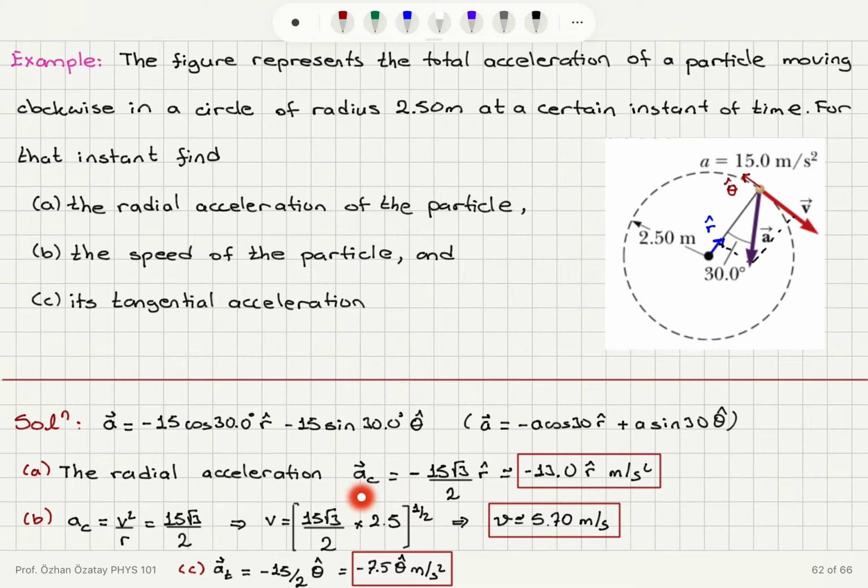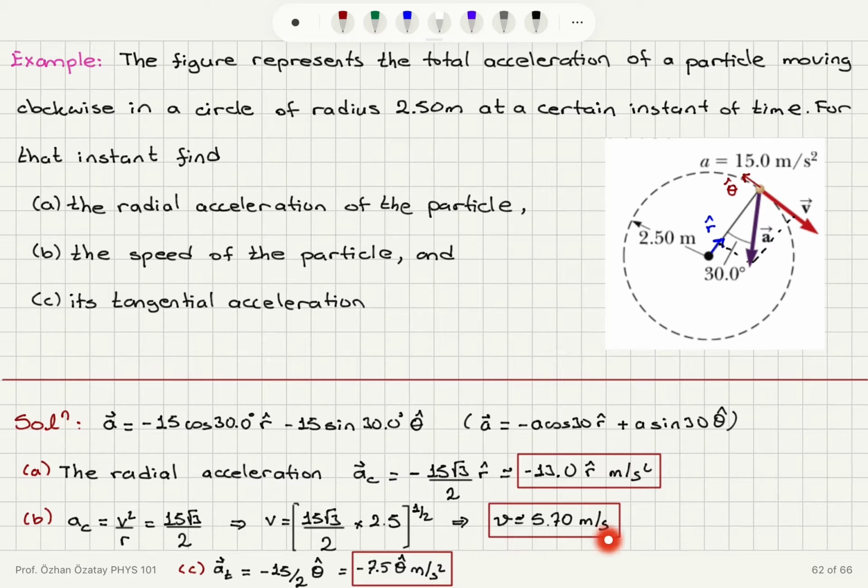It is the centripetal acceleration, minus 15 cosine 30, square root 3 over 2, r hat, which is roughly minus 13.0 in the minus r hat direction, meters per second squared. The centripetal acceleration is v squared over r as a magnitude. So 15 square root 3 over 2 is v squared over r, and we know that the radius of this circle is 2.5 meters, so we multiply 15 square root 3 over 2 with 2.5, take its square root, and we find 5.7 meters per second for the speed of the particle at that instant.